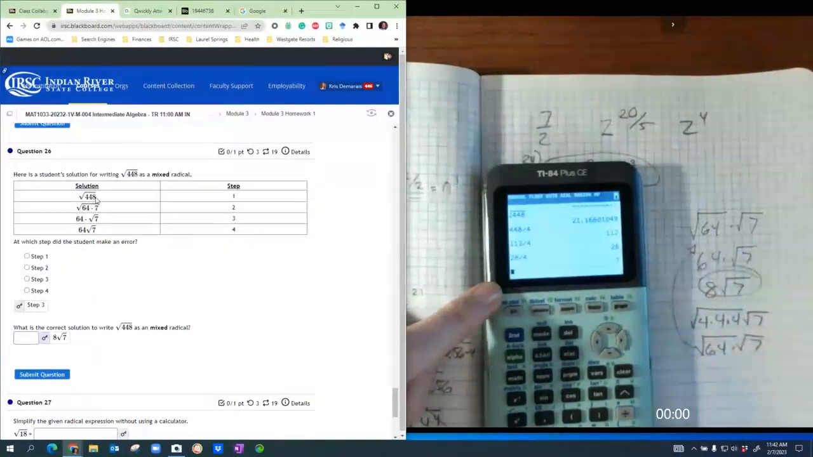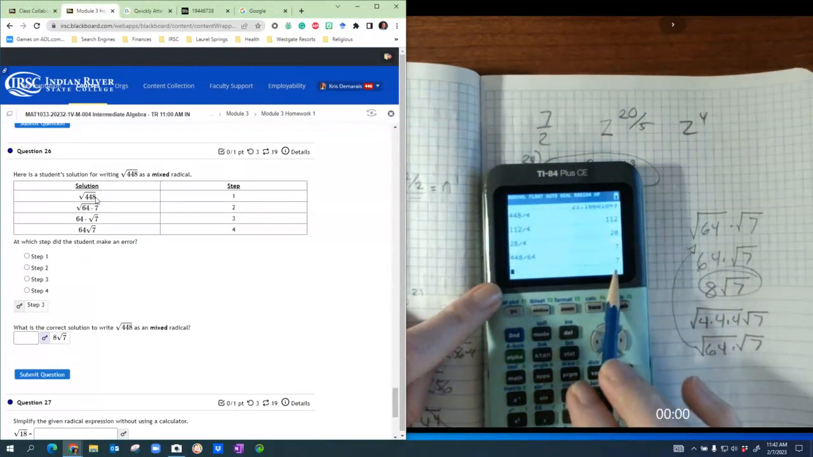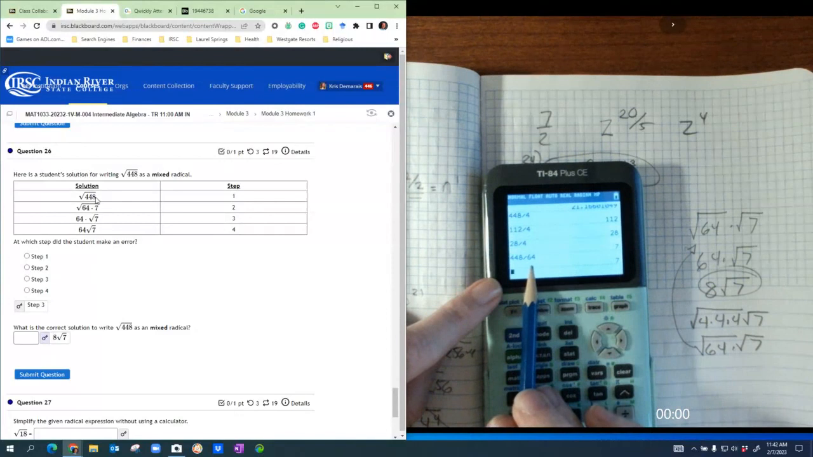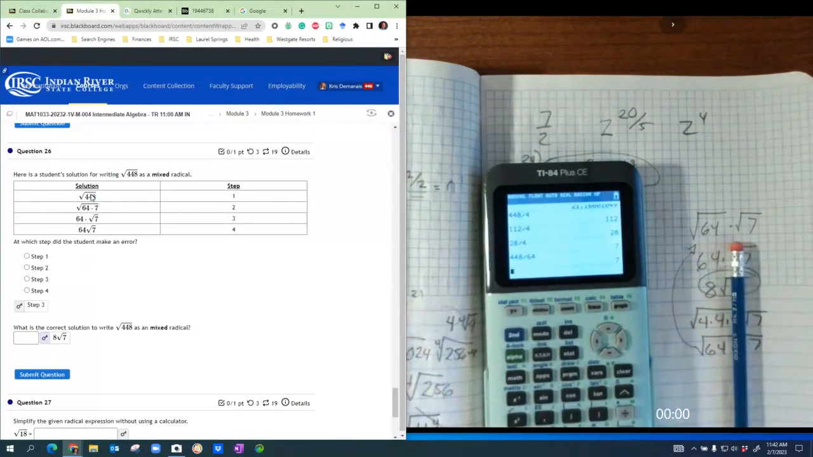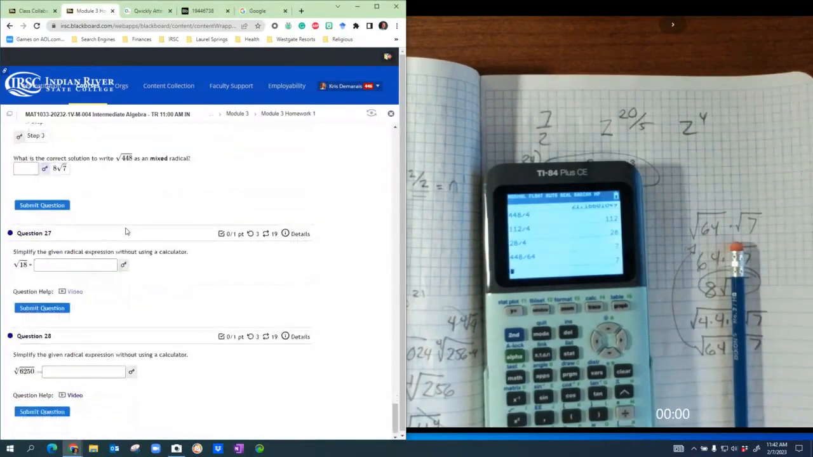Now, the thing is that it's not the highest perfect square. So what you do is you take the value 448 and divide it by the highest perfect square, which is 64, and you get 7, and then you take the square root of 64 to give you 8. So that's the best approach to these kinds of things. That's for a deep discussion about breaking down radicals.